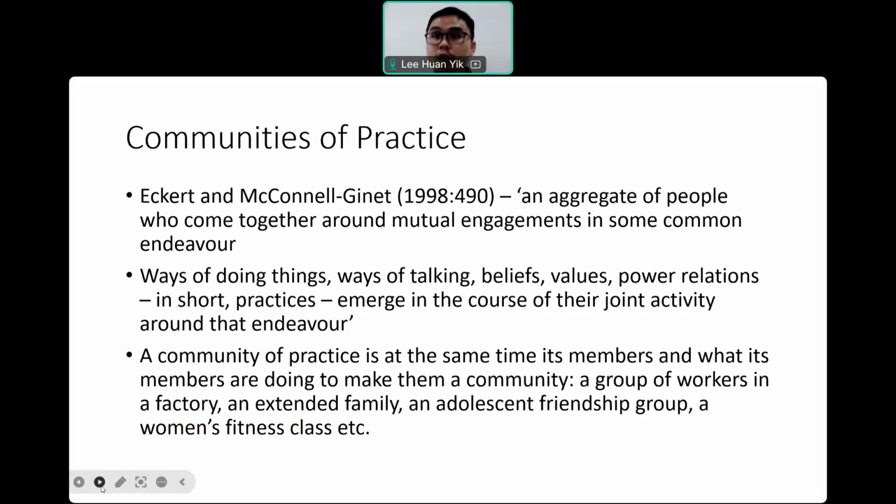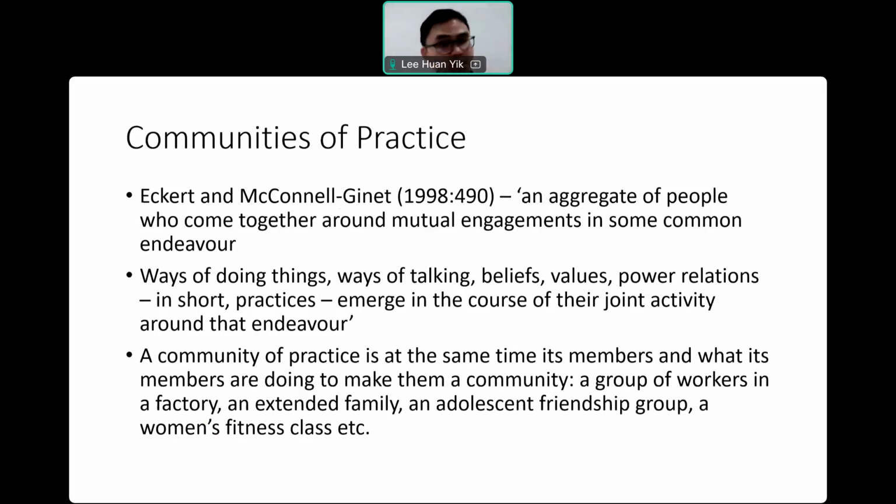And then we also look at communities of practice. Communities of practice is also something we should look at when we talk about speech communities. So what does it mean? It refers to a group of people coming together because they're engaging in some common endeavor. It's the way they do things, different ways of talking, beliefs, value system, power relations. In other words, they come together to practice something, and that's a joint activity that they have. That's when it's called a community of practice. The members are doing something that makes them a community.